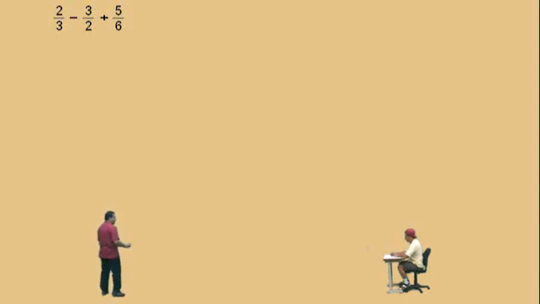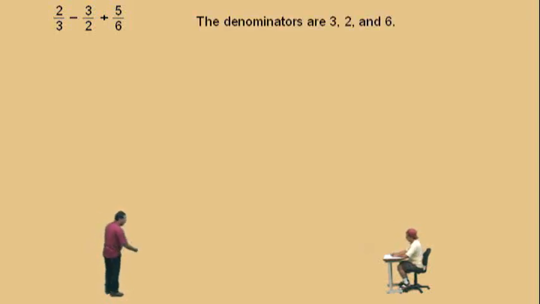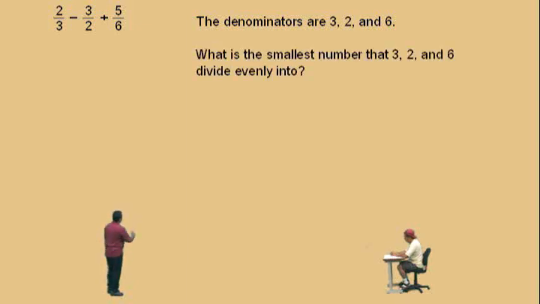So Charlie, first of all, what are our denominators? 3, 2, and 6. Now, here's the question, Charlie. What is the smallest number that a 3, 2, and 6 divide evenly into? 12? Okay. 12 is a common denominator, but it's not the lowest. All those numbers divide evenly into 12, but there is a smaller number, Charlie. It's actually 6. 6 is the lowest common denominator because all those numbers divide evenly into a 6.